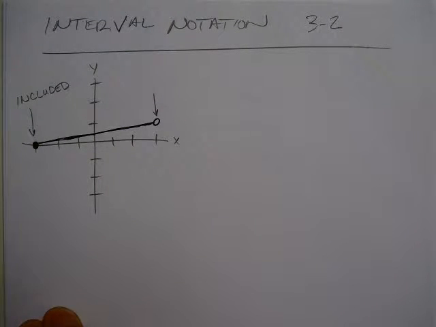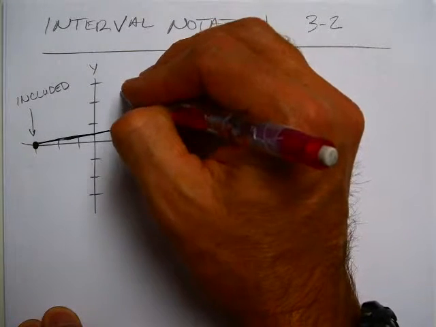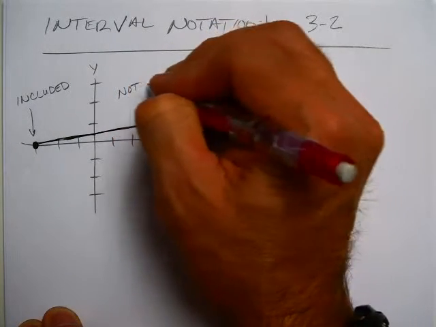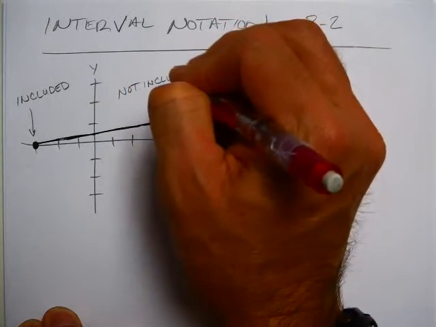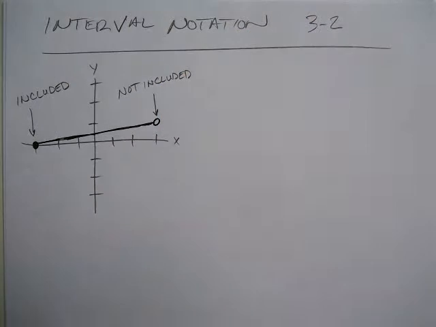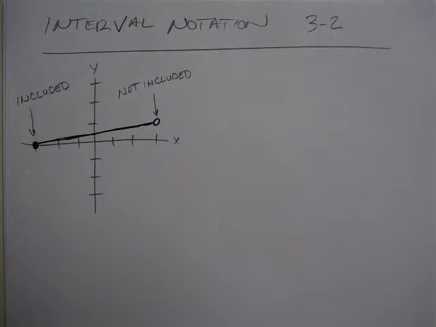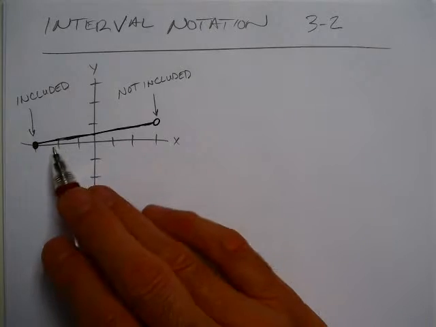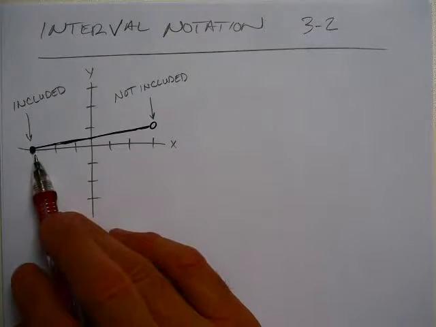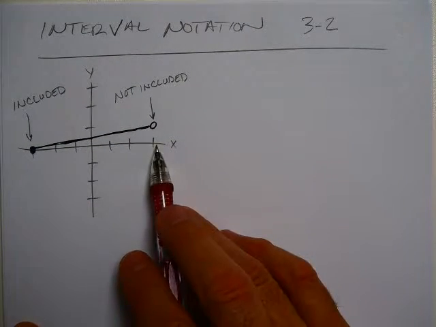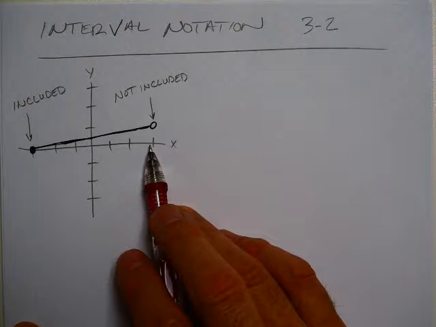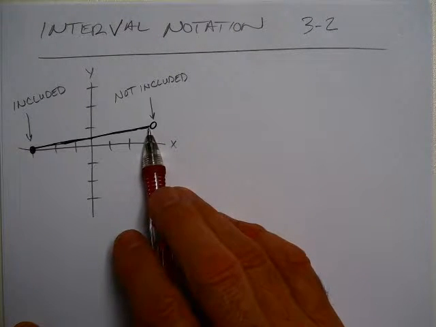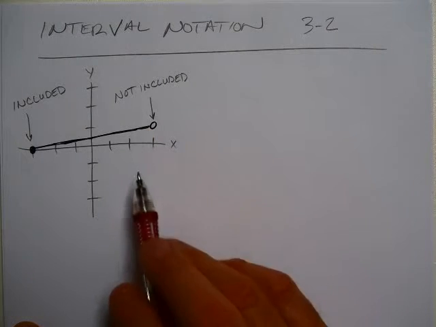Yeah. It's not included or excluded. Either way you want to say that. Yeah, excluded or not included. So what that means is, while -3 is a value in the domain, 3 is not. But like 2.99 would be, because it's everything up to, but not including that 3.